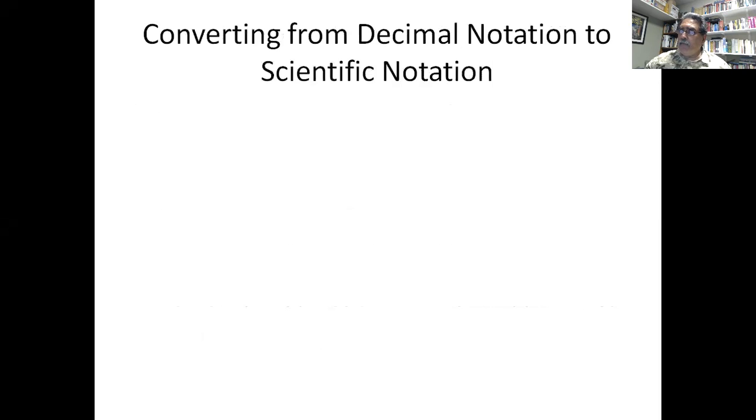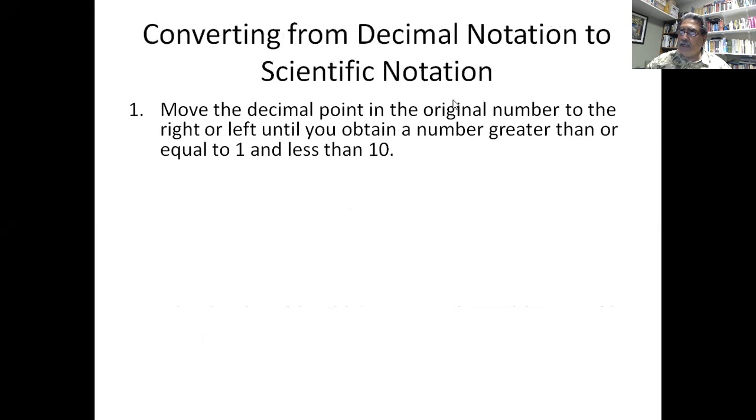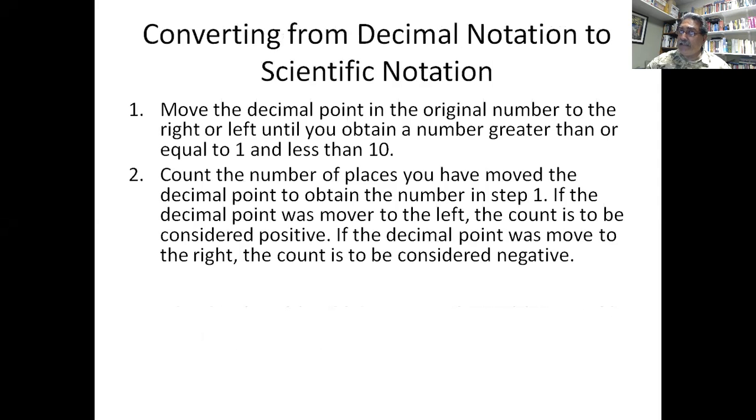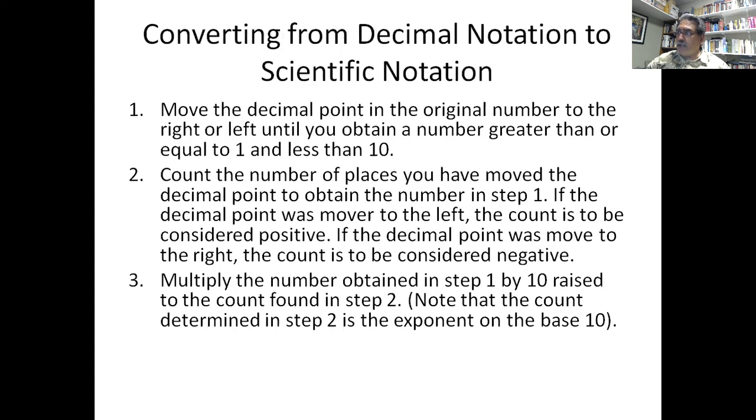Converting from decimal notation to scientific notation: move the decimal point in the original number to the right or to the left until you obtain a number greater than or equal to 1 and less than 10. Count the number of places you have moved the decimal point. If the decimal point was moved to the left, the count is considered positive. If it was moved to the right, the count is considered negative. Multiply the number obtained in step 1 by 10 raised to the count found in step 2.